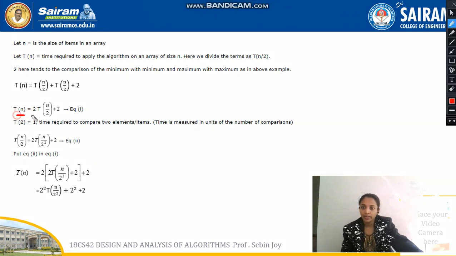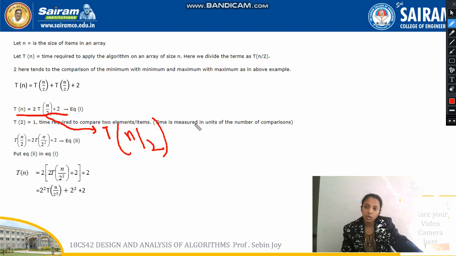See, T of n is equal to 2T of n by 2 plus 2, and you first substitute the value of T of n by 2. So what is T of n by 2? T of n by 2 is equal to 2T of n by 2 square plus 2. This you substitute in the first equation. You will get 2 into 2T of n by 2 square plus 2, plus 2. So you can write it like this.